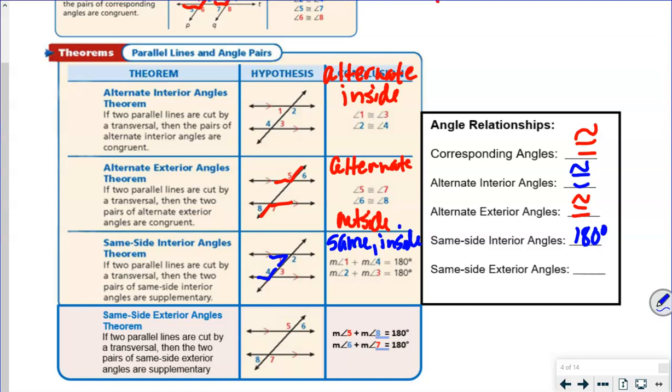So now look at the same side exterior angles again, so 5 and 8 are same side of the transversal and what? Outside. So same and outside. Okay. And so then again, notice that one's acute and one's obtuse. If that's the case, then they're going to be equal to 180 degrees.